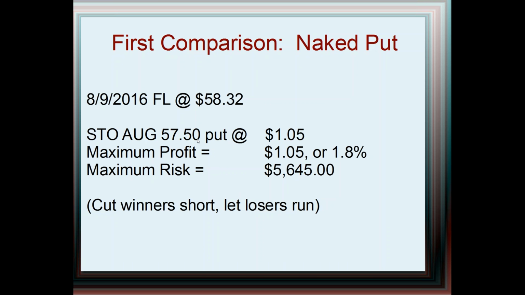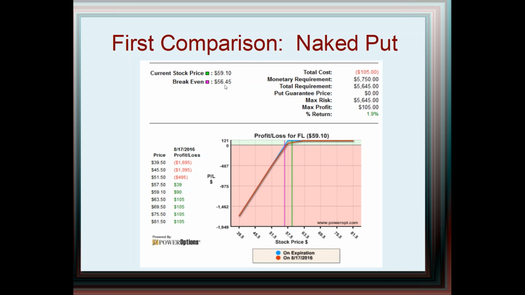All right, so let's take this into another perspective. This allows us to get into the stock at a discount. If the stock was trading right around $57 at next Friday's expiration, August 19th, we'd be forced to buy shares of stock at $57.50, but we keep the 105. So I'd get into the stock at a price of $56.45.